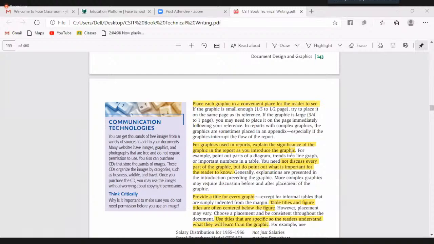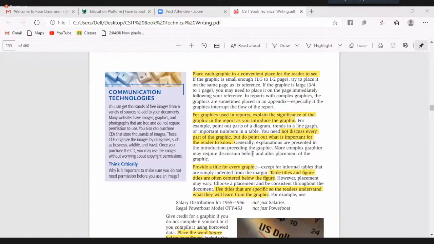Especially in a report, when you use any figure or any table, what does the table indicate? What does the figure show? You have to write the importance of that particular table or figure in brief. Do not discuss every part of the graphic, but do point out what is important for the reader to know. So while writing about the importance of that graphic, you must mention what is important for the reader.